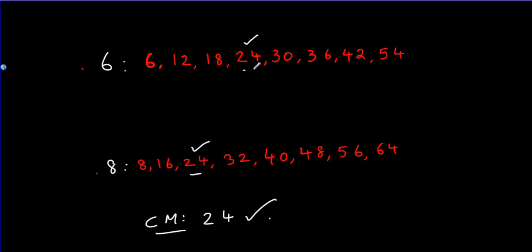So if you see, you have your first 8 terms here and your first 8 terms here. If you compare them, the only number that is in both of these lists, 6 and 8, is 24. So your common multiple for this problem here is 24.